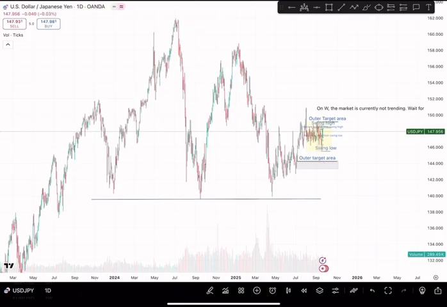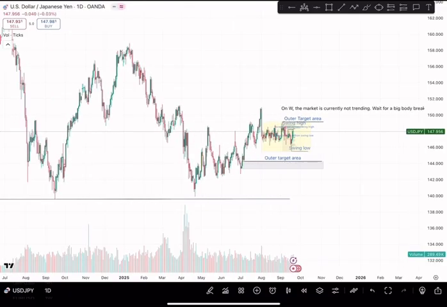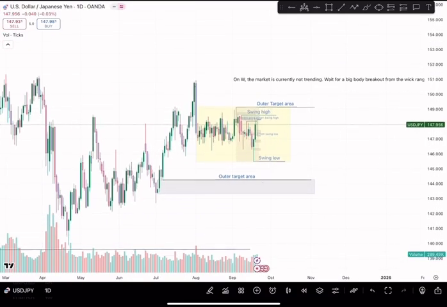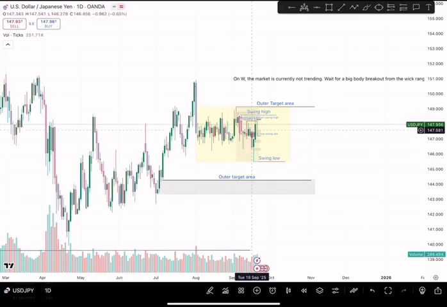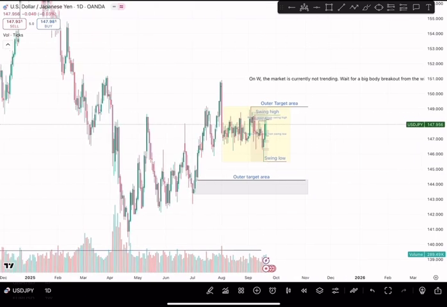There are only two things that can happen. It's either it goes up or goes down. So it's either the market breaks up or it breaks down. So I'm now wondering which is most likely. I'm wondering if this consolidation will break the swing high or will it break the swing low? Or should I say, will it break the outer target area's high or low?